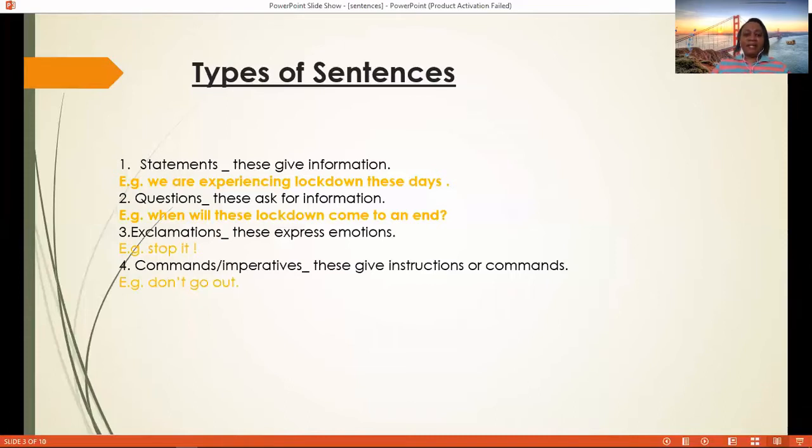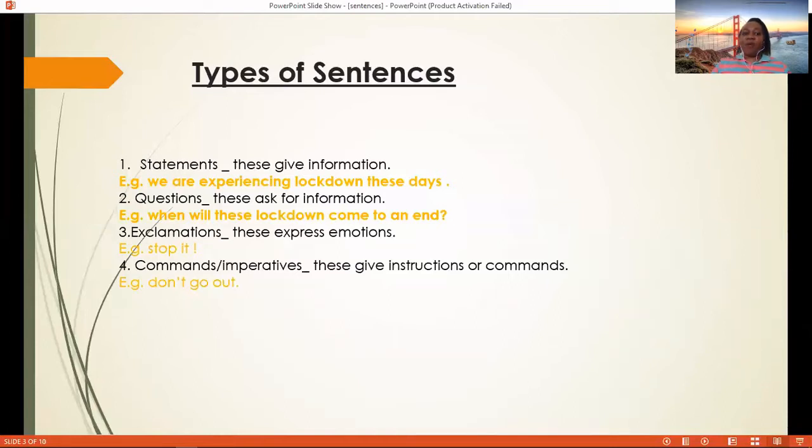Exclamations, as a type of sentence, not as a punctuation. Right, exclamations express emotions. For example, stop it. That type of sentence is an exclamation.